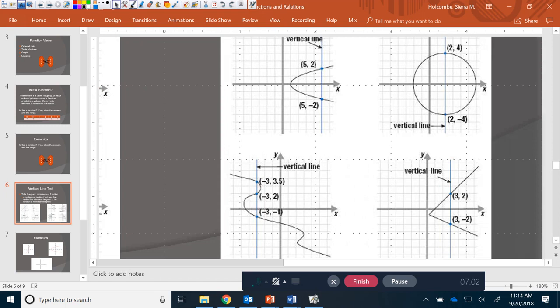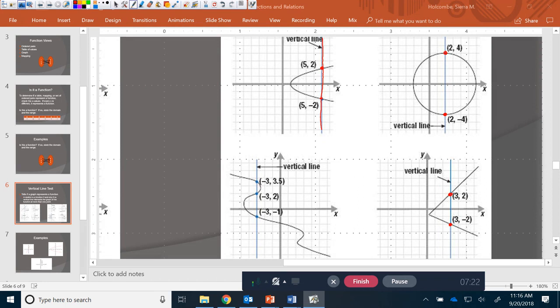So this would make this not a function. It means that the x values repeat. Same thing here. My vertical line crosses in two spots, so it's not a function. Same thing with this one. Crosses in two spots, not a function. Here, this crosses in three spots, so it's not a function.